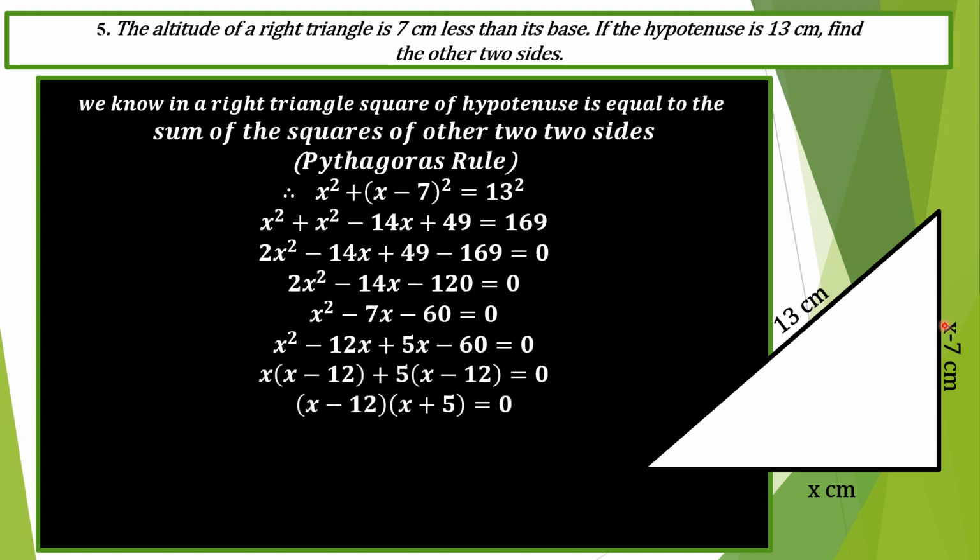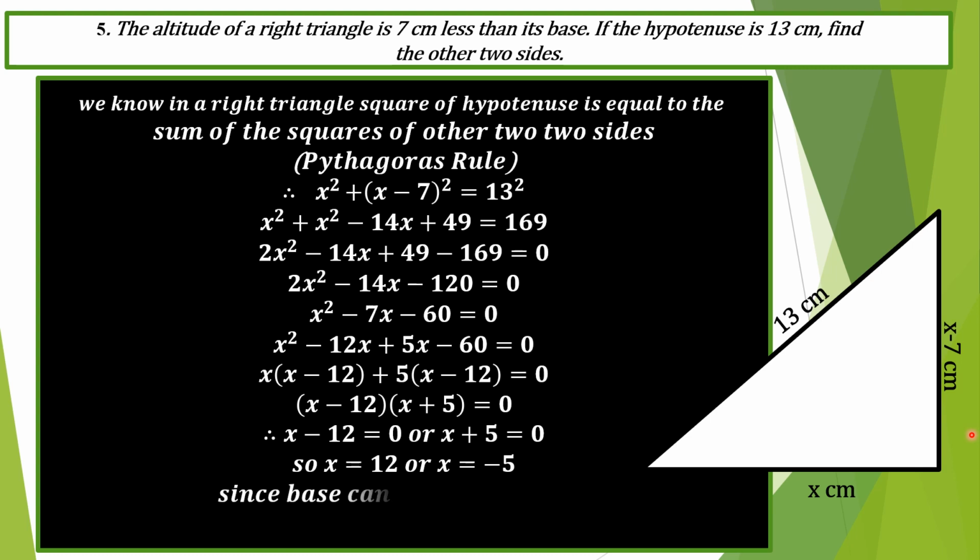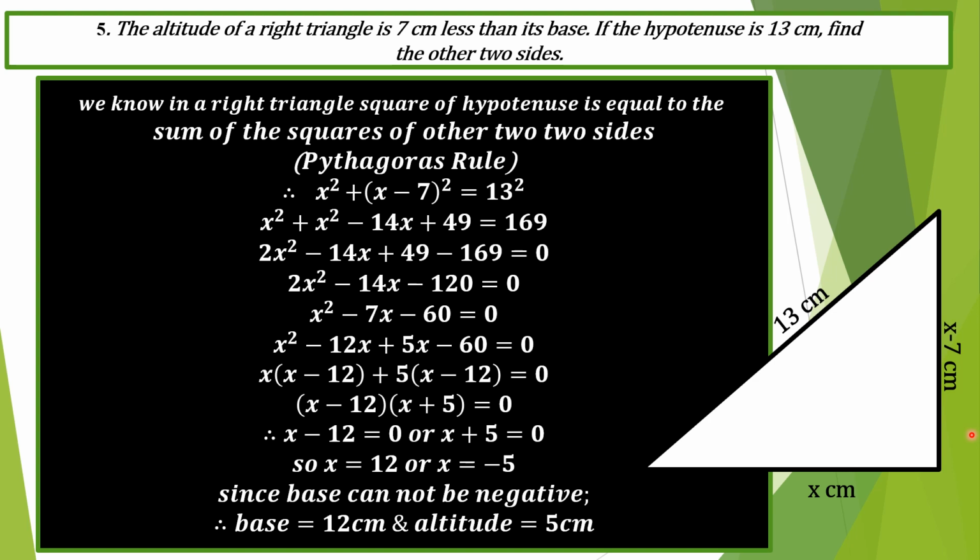Again, x is common in the first two terms, 5 is common in the next two terms, which will give us x minus 12 common in both these terms, and taking x minus 12 common, we are left with x plus 5 equal to 0. So either x minus 12 is equal to 0 or x plus 5 is equal to 0, which will give us two values of x: 12 or minus 5. Since the base cannot be negative, the base comes out to be 12 centimeter and the altitude x minus 7, 12 minus 7, that is 5 centimeter. Okay, so this is how this question is done.